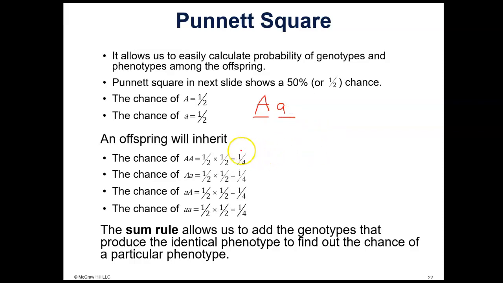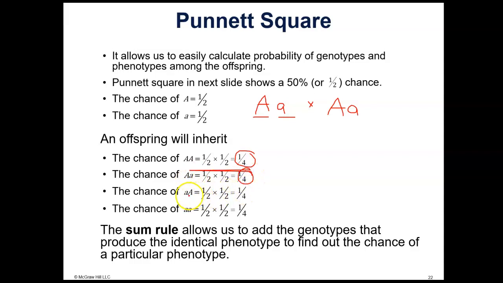So the chance the offspring will inherit 2 big A's is both of those chances multiplied together. The chance of a big A is a half. The chance of another big A is a half. When you multiply them, you get a fourth. So the chance of the offspring from a cross between 2 big A, little a parents inheriting 2 big A's is 1/4. The chance of inheriting a big A and a little a in that order is 1/2 times 1/2, which is 1/4.